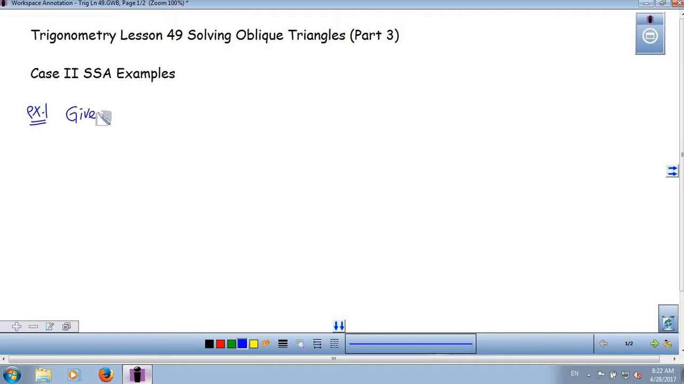Alright, so this is SSA, given 2 sides and one opposite angle. Let's say we're given a triangle ABC, with side a equal to 12 inches, and side b equal to 15 inches. And the measurement of angle A is 35 degrees.